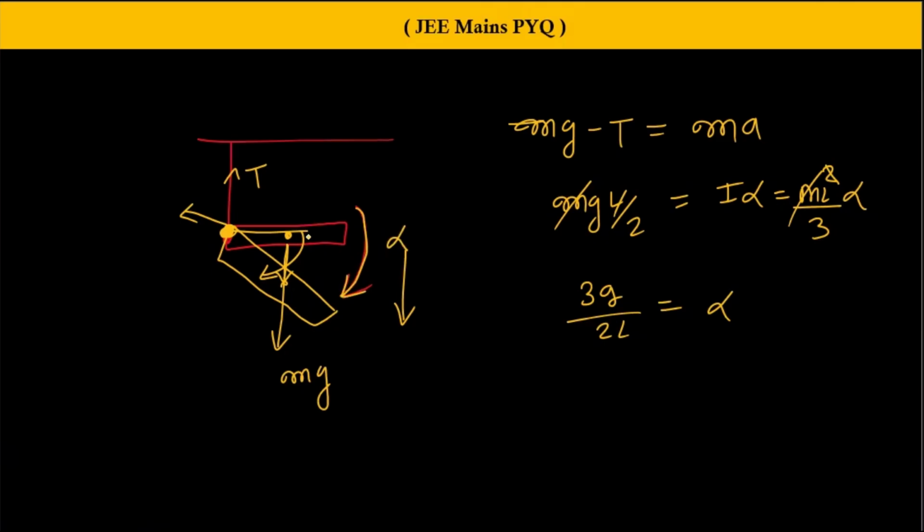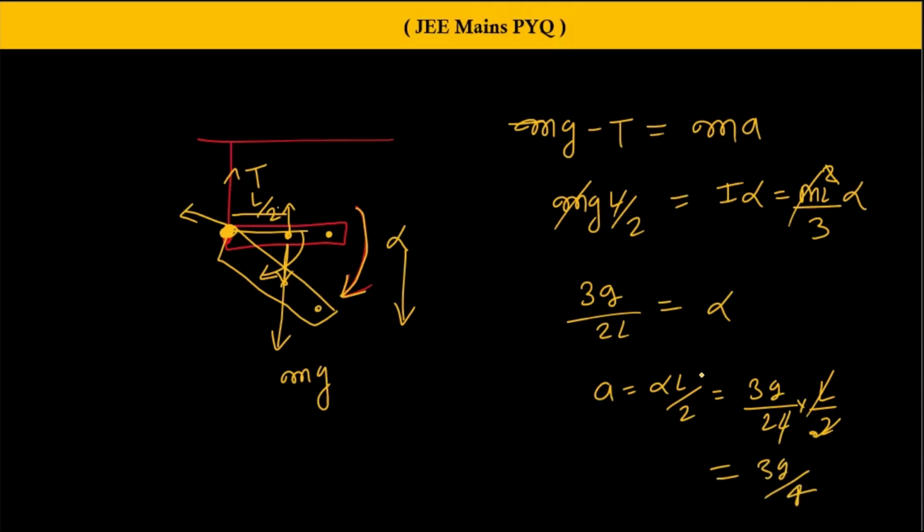Alpha. So we can calculate the linear acceleration of any point depending on its distance from the axis of rotation. So the acceleration of the center of mass will be how much? Its distance from the center of rotation is L by 2. So a should be equal to alpha L by 2. So this is alpha, 3g by 2L, into L by 2. So the L cancels, and we get 3g by 4. Now let us put it in equation 1.